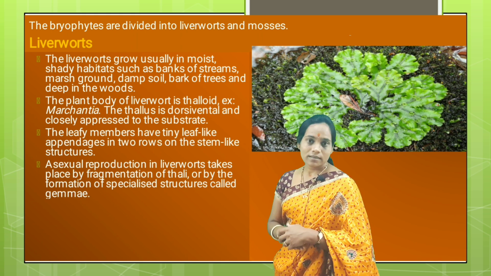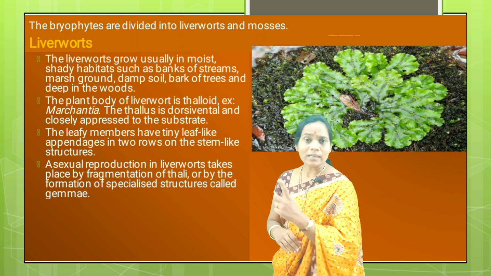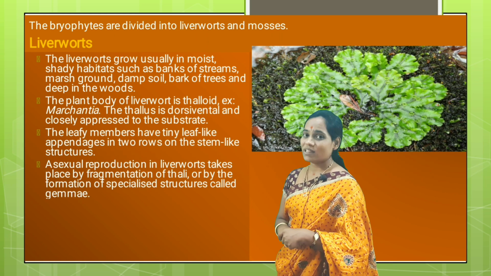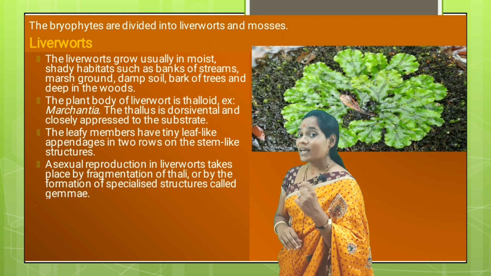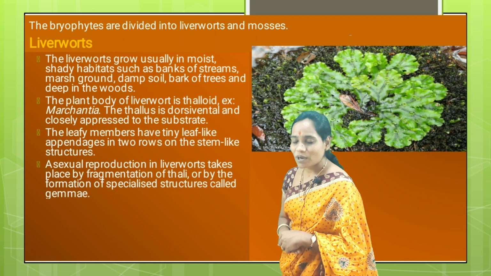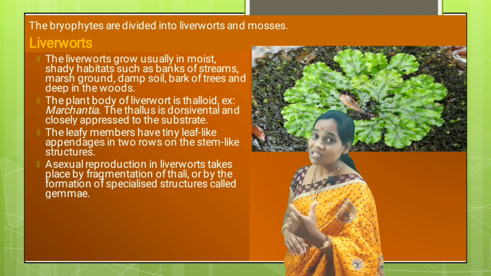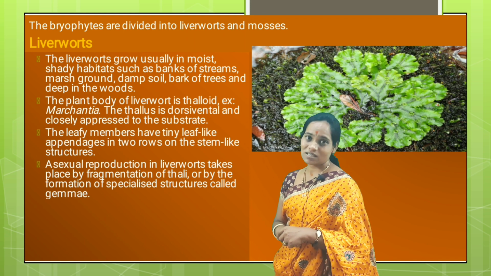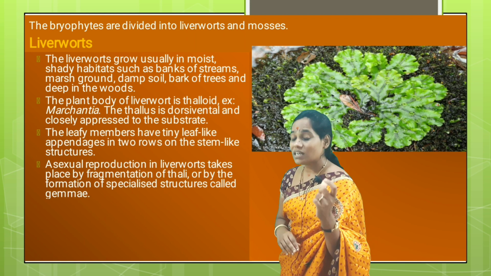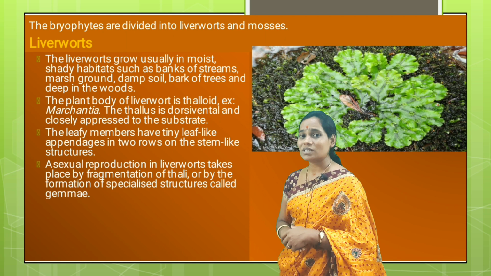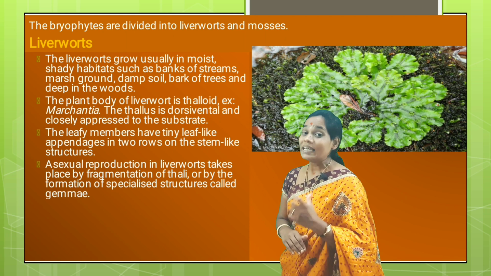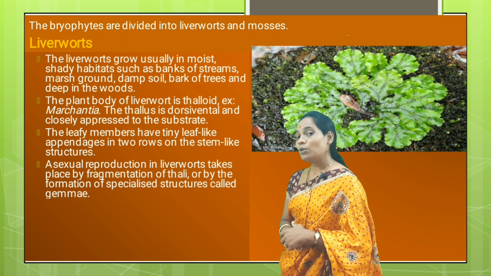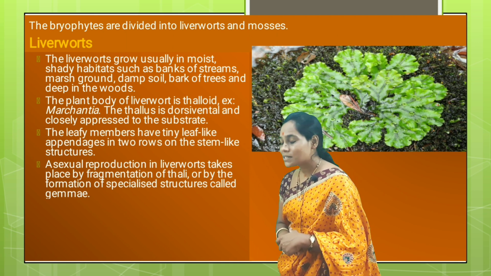This is the vegetative method. Or else, in the liverworts you can find one more method wherein they reproduce by producing asexual reproductive structures called gemmae. Gemmae is plural, gemma is singular.